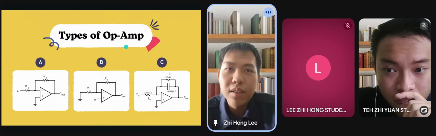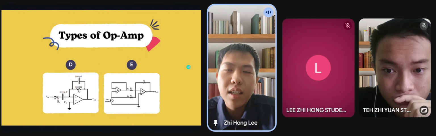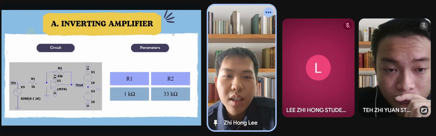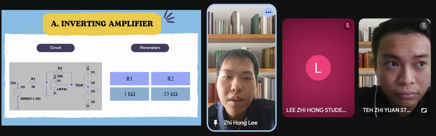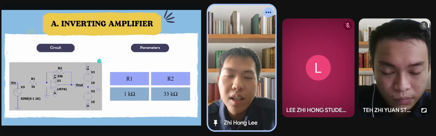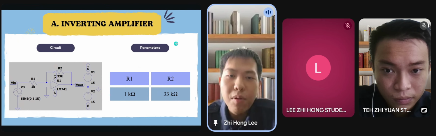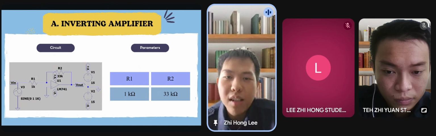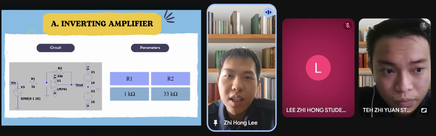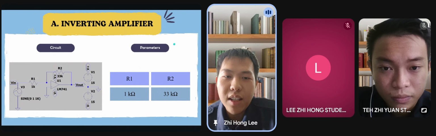This is our type of op-amp: A, B, C, D, and E. Now is the first one, the inverting amplifier. Our calculation for R2 over R1 gives a gain of -33. However, the simulation shows the output clipping at approximately ±14.7 V. This will be shown in the result and analysis.